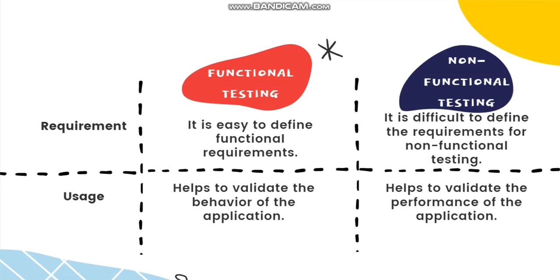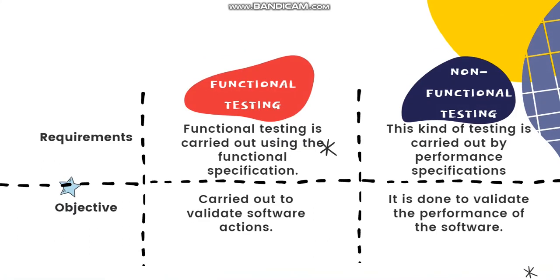And next, requirements. For functional testing, it is easy to define functional requirements, and for non-functional testing, it is difficult to define the requirements. And usage. Functional testing helps to validate the behavior of the application, and non-functional testing helps to validate the performance of the application. And next, requirements. Functional testing is carried out using the functional specifications, and non-functional testing is carried out using performance specifications.